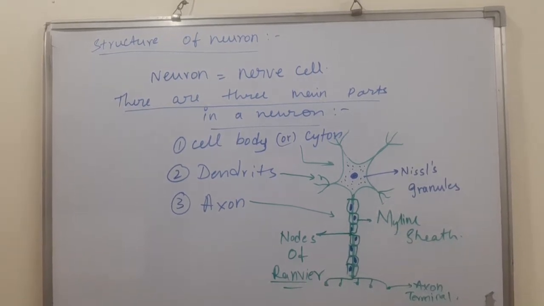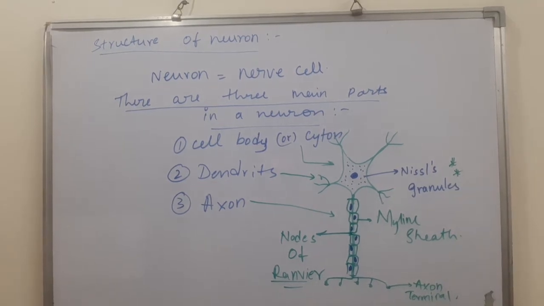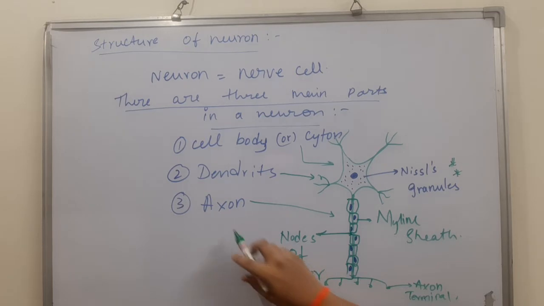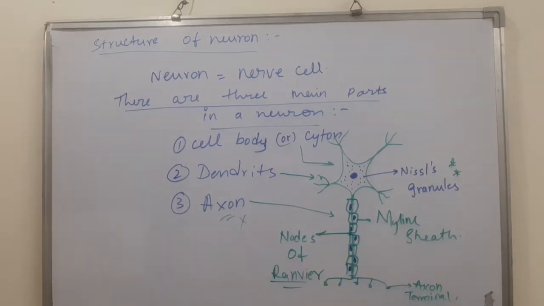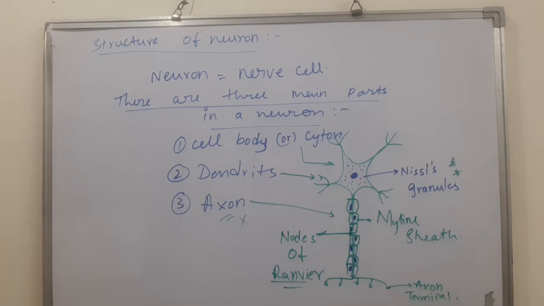Now, there is the presence of Nissl's granules. These are very important. Their function is not important, but their location is important. They can ask you where the Nissl's granules are absent, and they will give you the options: cell body or cyton, dendrites, axon, then none of these. You have to choose axon. It is obvious that axon does not have Nissl's granules. Axon is devoid of Nissl's granules, and these Nissl's granules are present in cytosol as well as your dendrites.